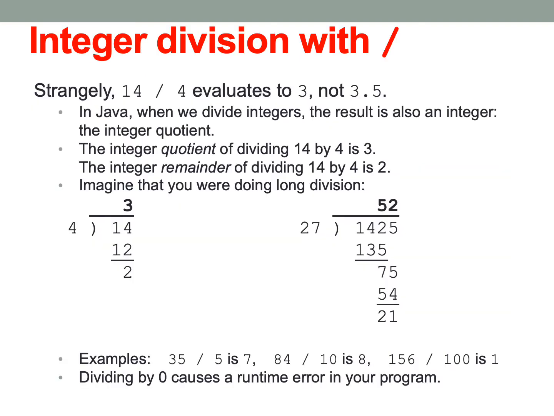Integer division with slash. If we do 14 divided by 4, the output that we will get is 3, not 3.5. In Java, when we divide integers, the result is also an integer.